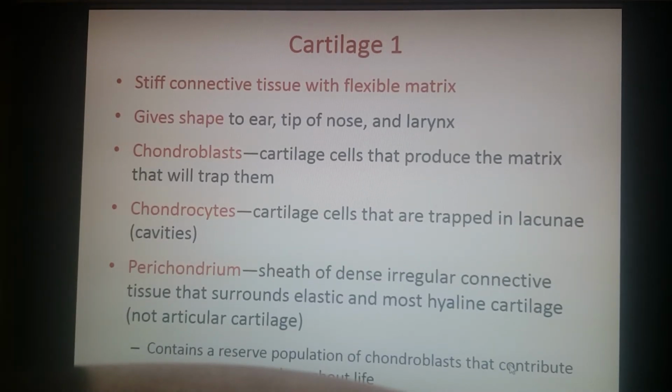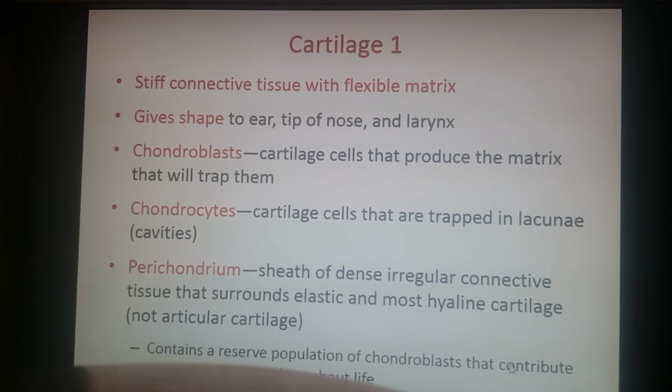One particular type of connective tissue is your cartilage. Your cartilage is a structural type of connective tissue to either give shape or to help protect your bones. It's stiff enough to give support, but also flexible to move when necessary. Your cartilage can be found giving shape to your ear, the tip of the nose, as well as the larynx, the upper part of your respiratory system.